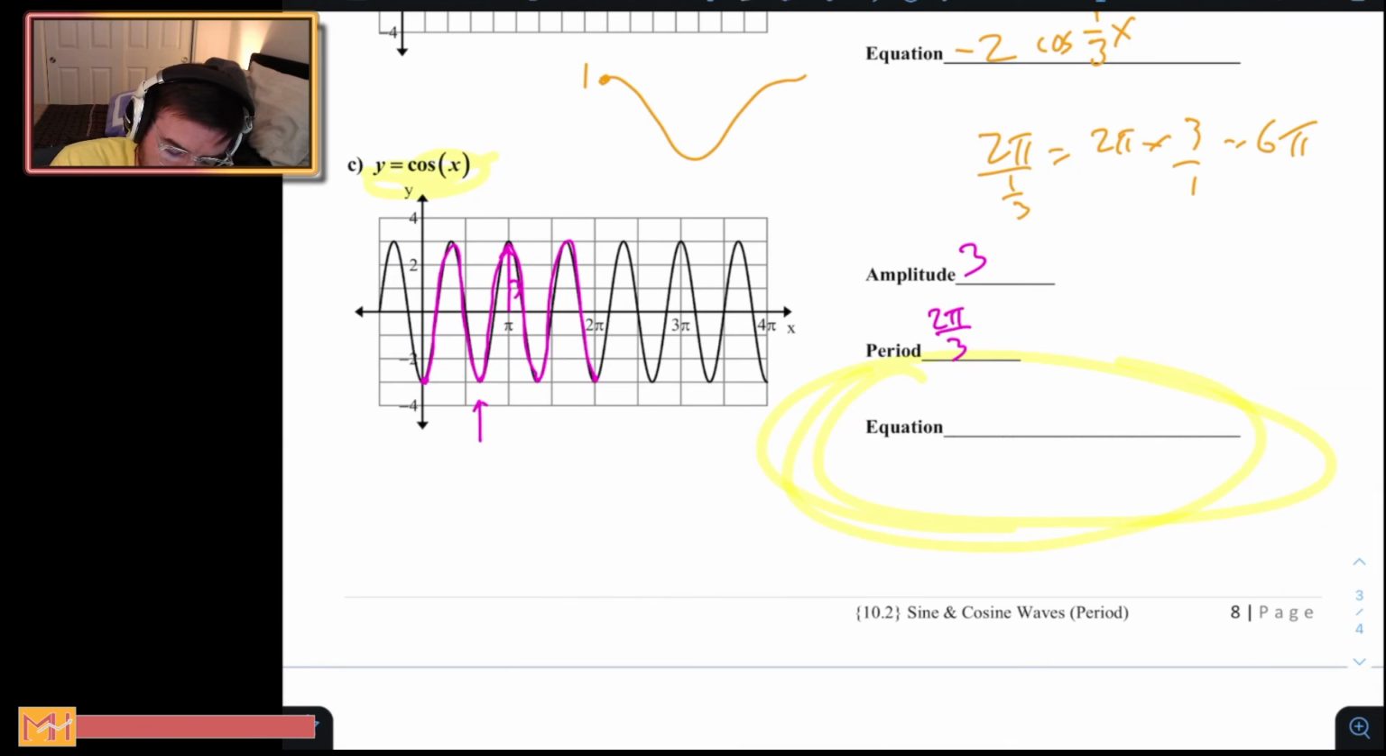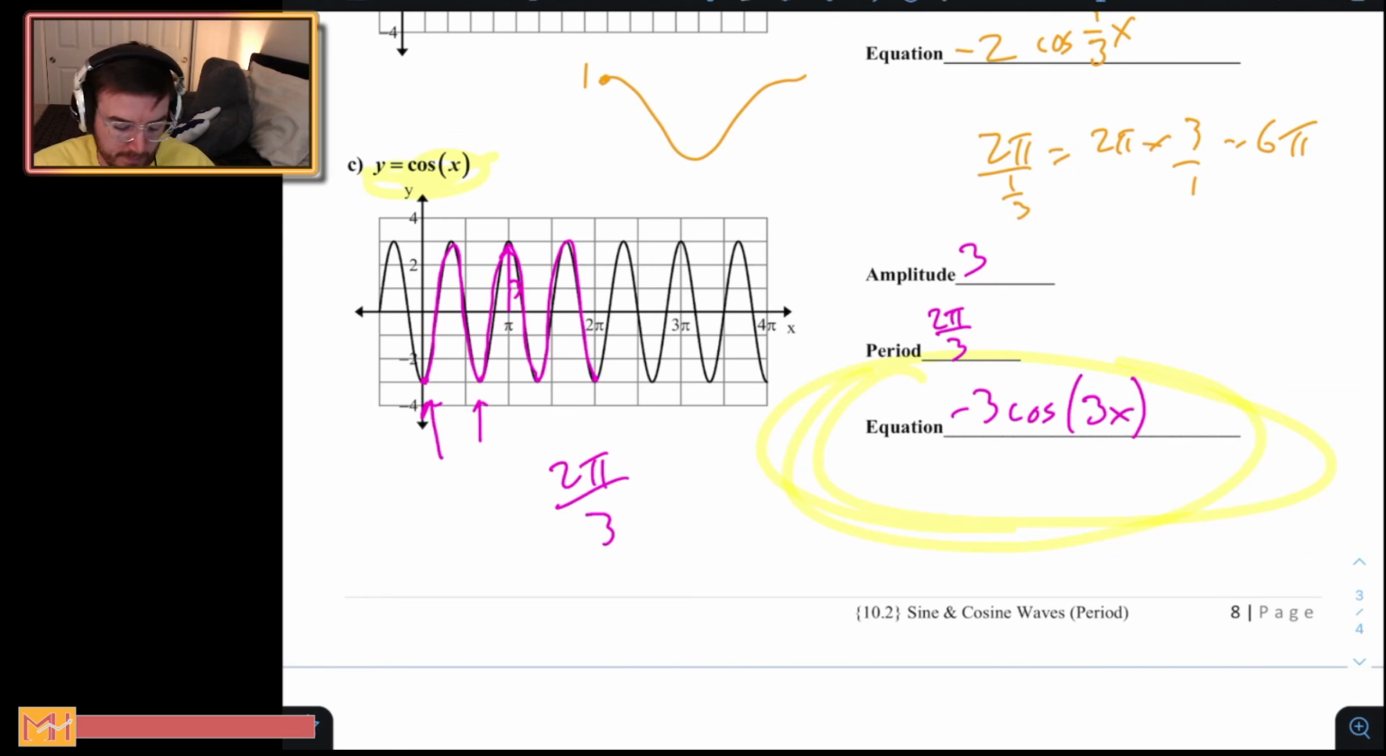So therefore our equation is, it's also in the negatives. So -3 cosine of 3x because we're taking 2 pi and dividing it by 3. That's our b value.